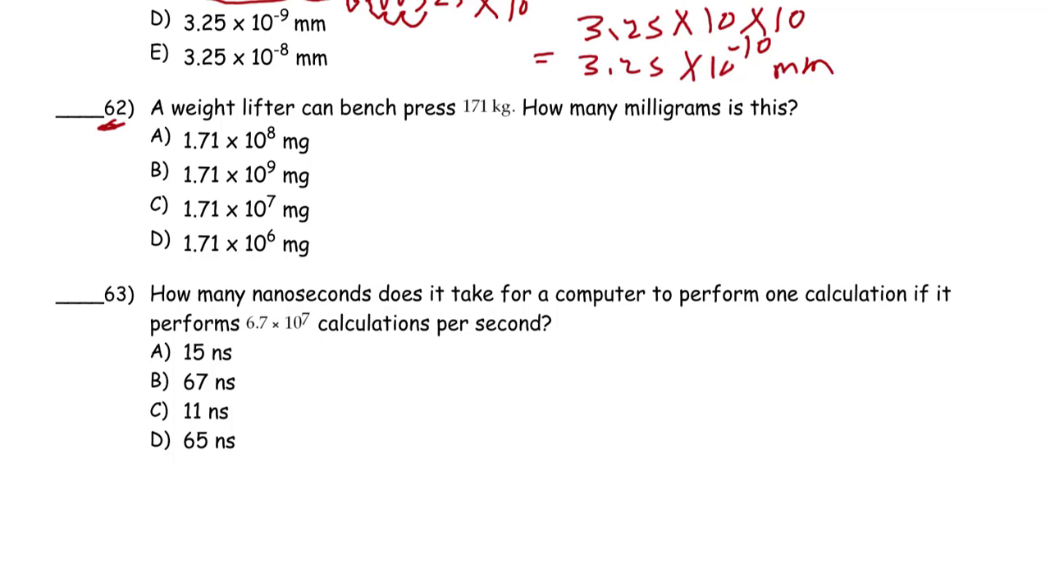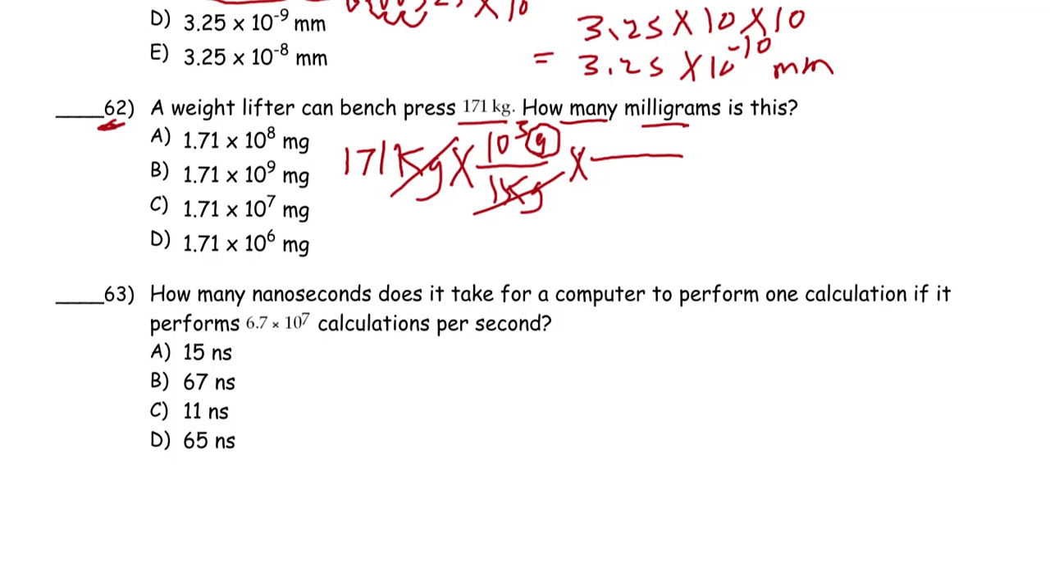A weightlifter can bench press 171 kilogram. How many milligrams is this? We can make it in 1 step or 2 steps; at the beginning, in 2 steps. Here you know that 1 kilogram equals 10 power 3 gram, so kilogram goes with kilograms. We have gram here. And you know that 1 milligram equals 10 power negative 3 gram. So the gram goes with gram.